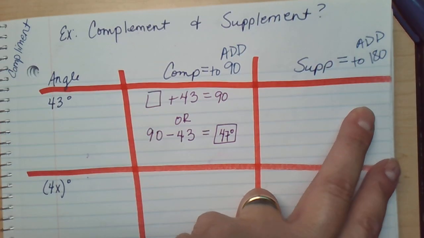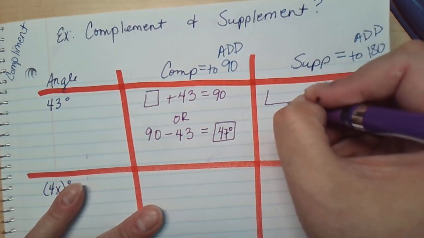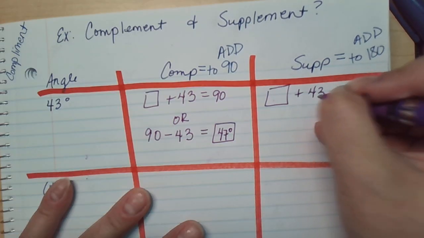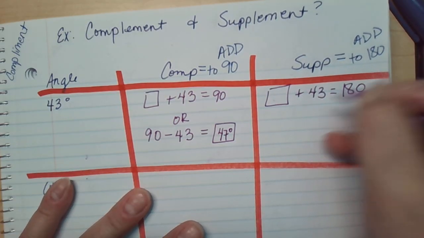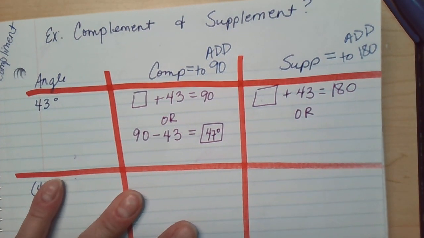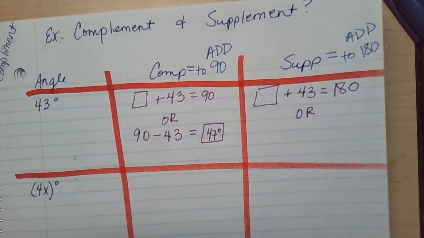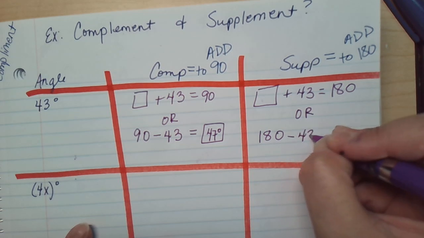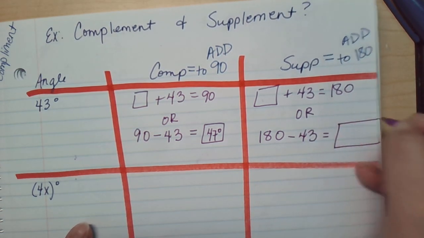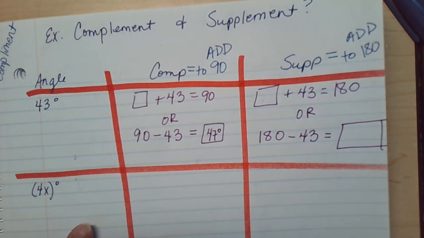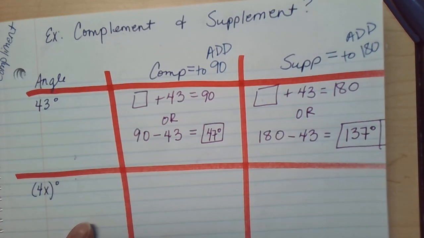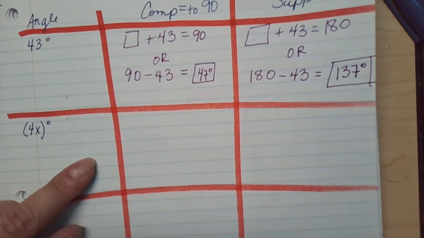Okay, now let's look at the supplement. What it's asking is, what angle plus that 43 gives you 180? Well, instead of thinking that way, I'm not good at adding up, so I'm going to go backwards. I'm going to say 180 minus 43 is going to give me my supplementary angle. So 180 minus 43 is 137 degrees.